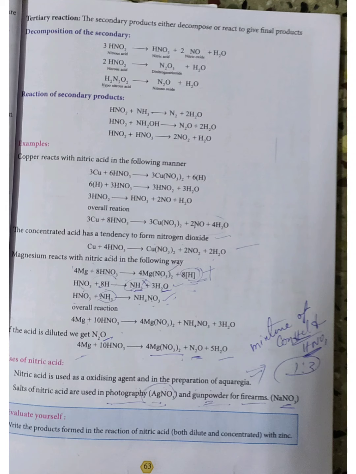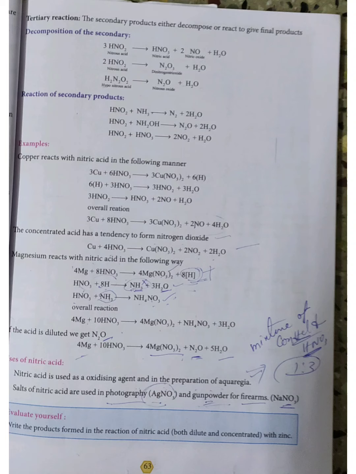As an example, we can take copper metal reacting with nitric acid. Understood? In the following manner, copper will react with nitric acid. It will give copper nitrate as the product by the removal of nascent hydrogen. In the second step, that nascent hydrogen again reacts with nitric acid. It will give nitrous acid and water molecule as the product.